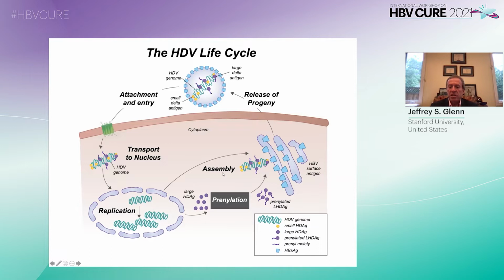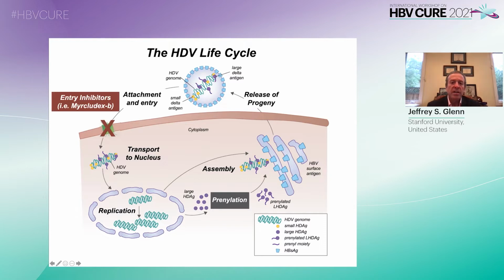Newly replicated genomes then exit the nucleus, associate with the delta antigen, in particular the large delta antigen, which undergoes a specific lipid modification where a prenyl lipid is covalently attached to the delta antigen. Hence, the process is called prenylation. This is essential to mediate assembly with surface antigen envelope proteins and release through the secretory pathway of the cell.